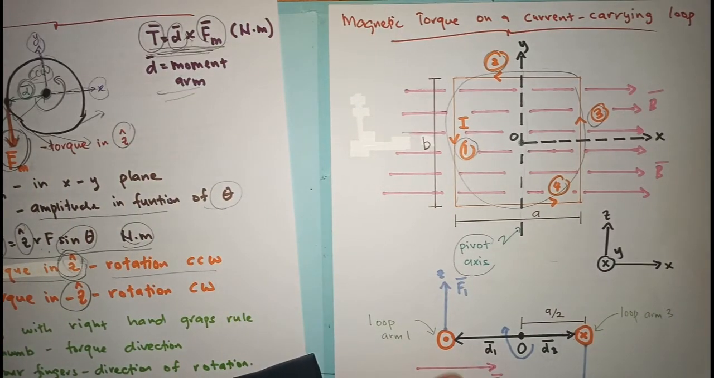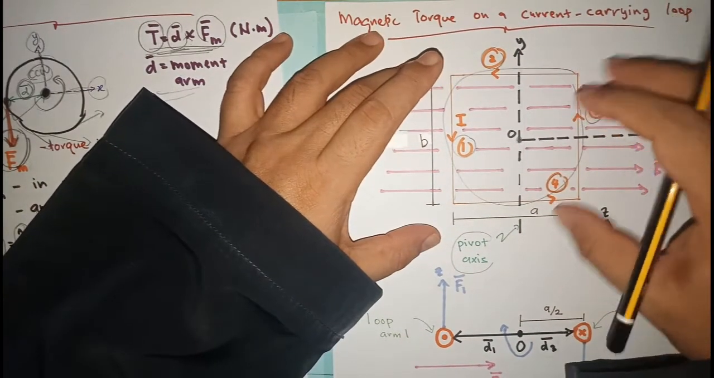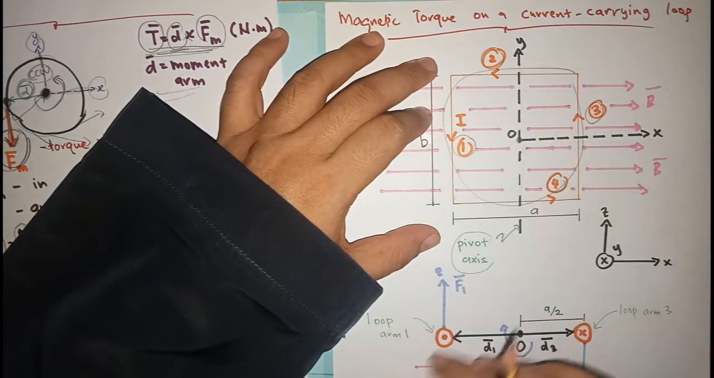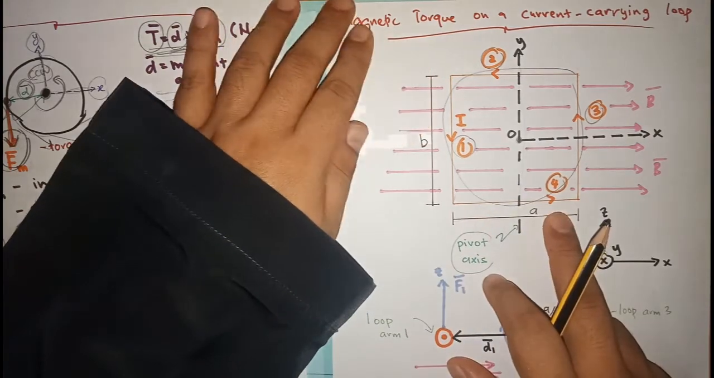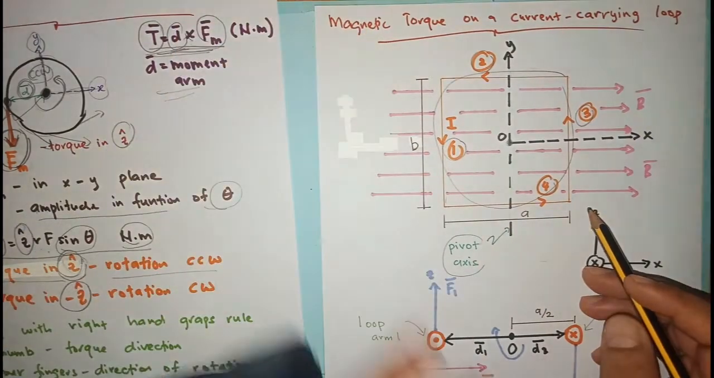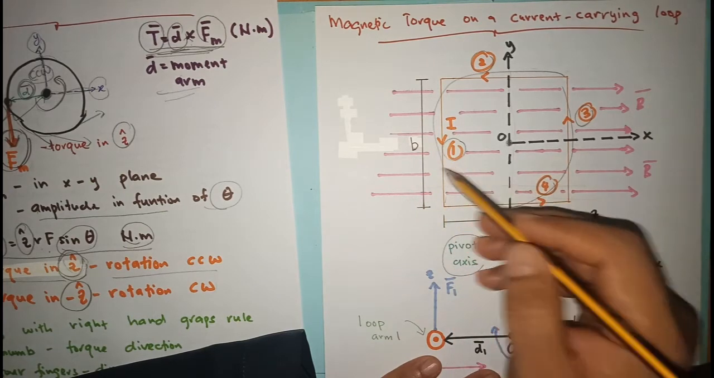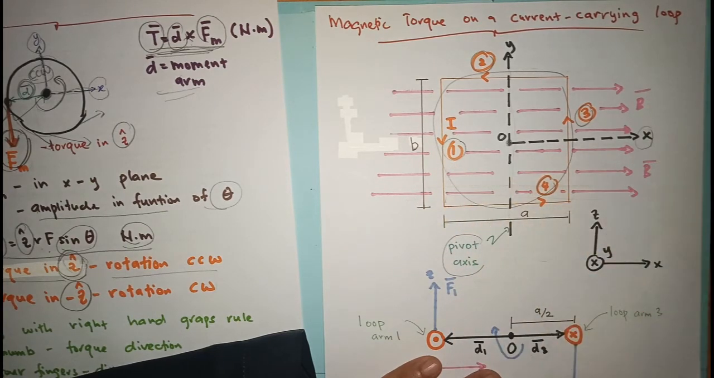All right. At the same time, in order to create magnetic force on this particular loop, we place this loop inside a magnetic field, and the direction of the magnetic field is as shown in this figure, in the direction of x cap, or the x-axis.